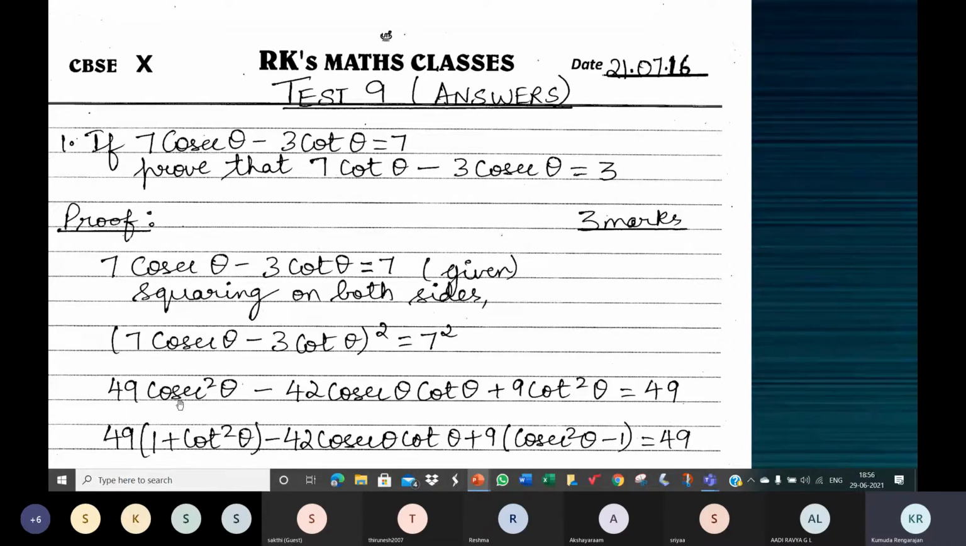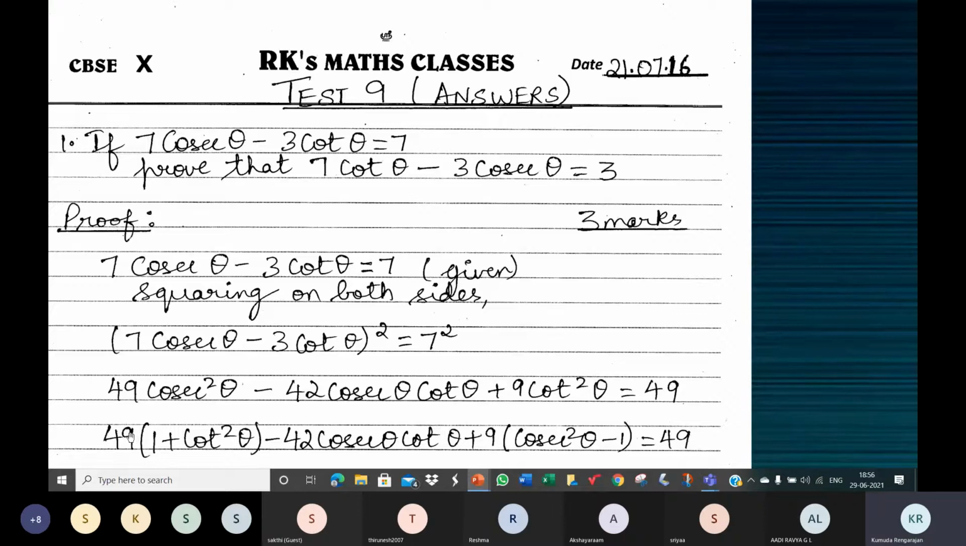So what we're going to do is, after squaring, use the identity cosecant square theta minus cot square theta is 1 and replace the squared terms. So cosecant square theta can be replaced with 1 plus cot square theta, and cot square theta can be replaced with cosecant square theta minus 1. We don't disturb the terms cosecant theta and cot theta. Only cosecant square theta and cot square theta are replaced using the identity.